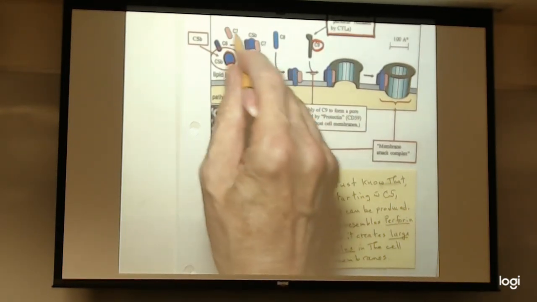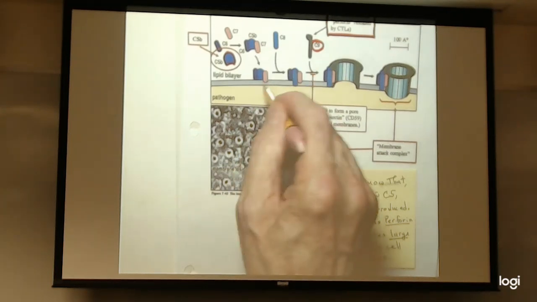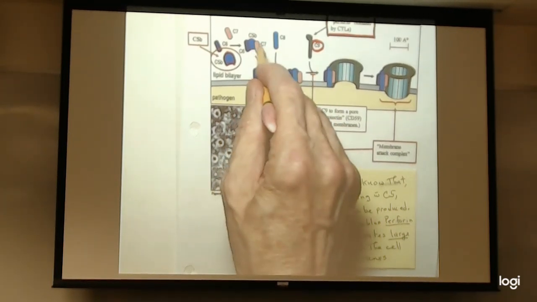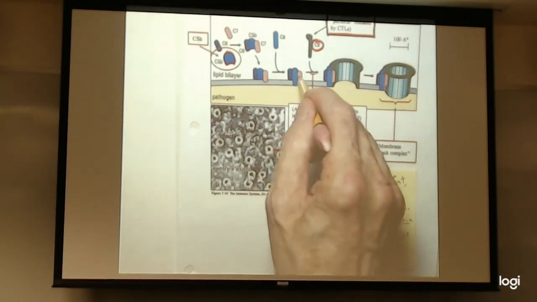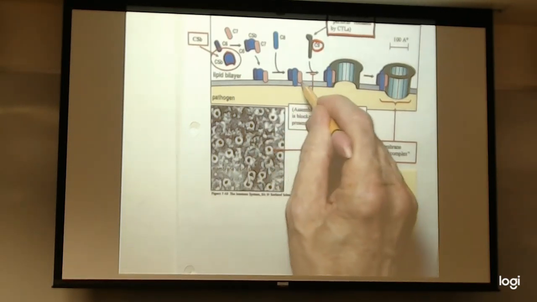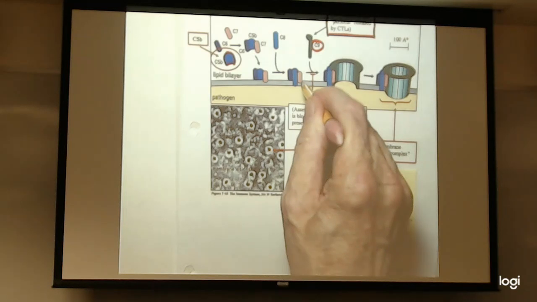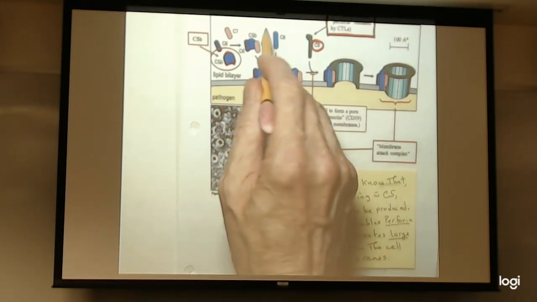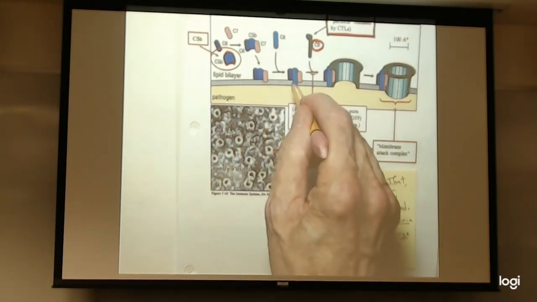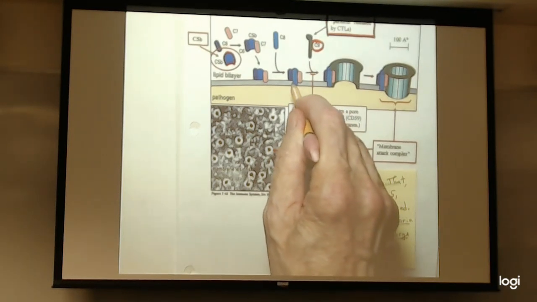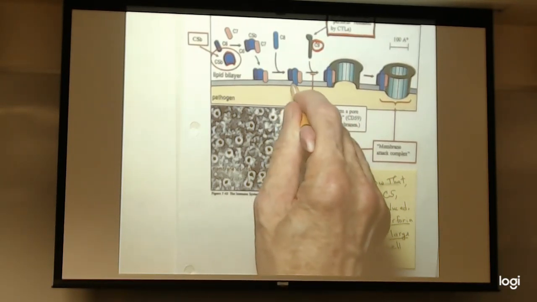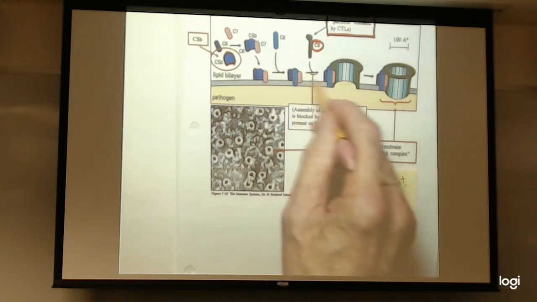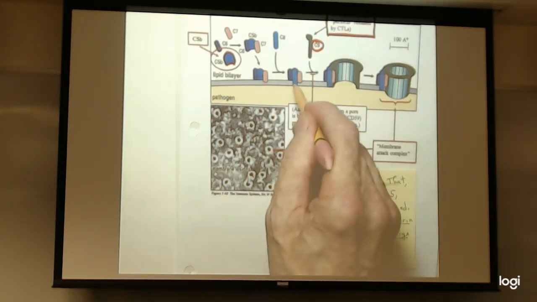When C7 joins the complex, it exposes a hydrophobic domain, so C7 now partially integrates into the membrane phospholipid bilayer. And now we recruit C8, which goes right through the phospholipid bilayer. So now we have C5b, 6, 7, 8, inserted into the lipid bilayer.